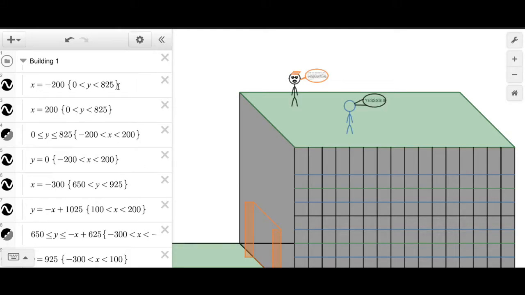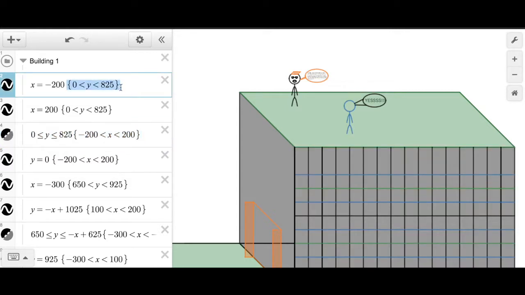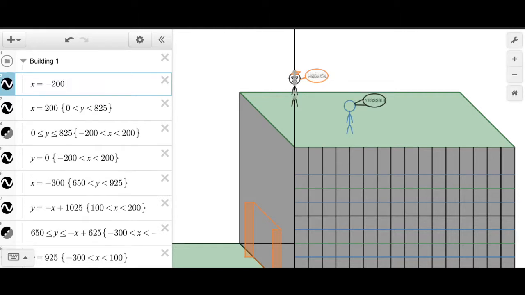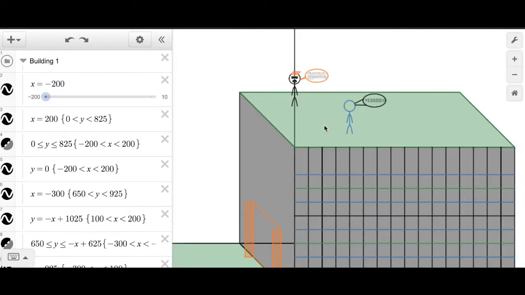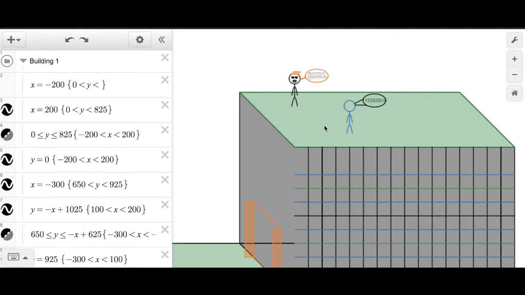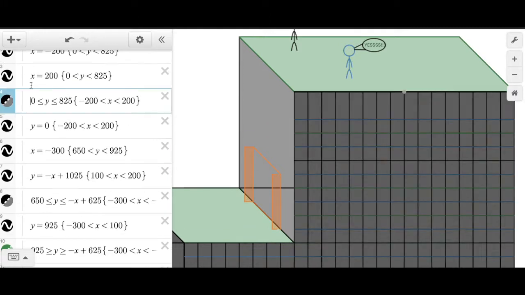So for the vertical lines, I use the equation x equals a constant, and for this case it's minus 200. And then to make the line stop at some point, I use the special feature of Desmos, which is to limit the domain and range of the line. As you can see, after I removed the domain and range, the line extends on forever, and now I'm adding it back, and the line is now back to normal and restricted.